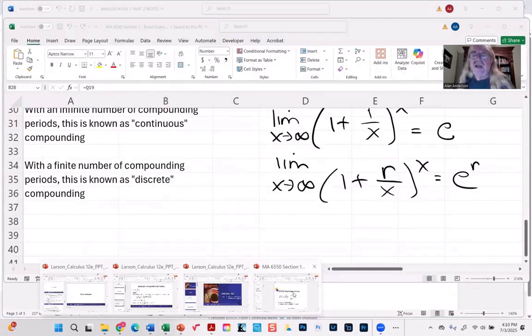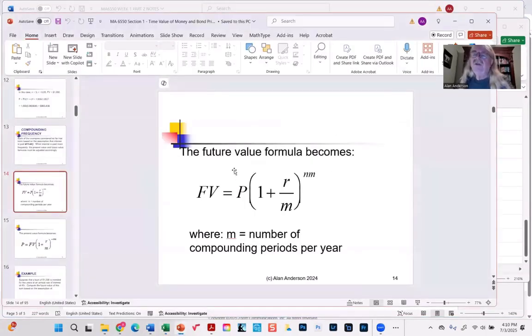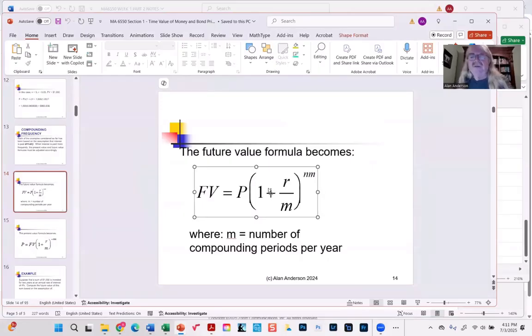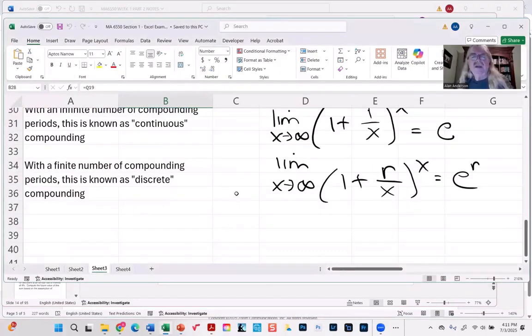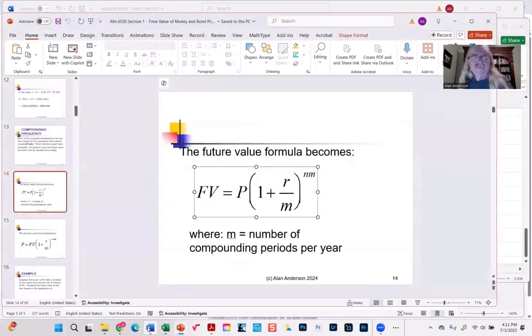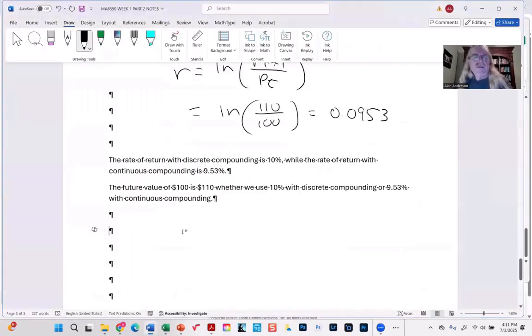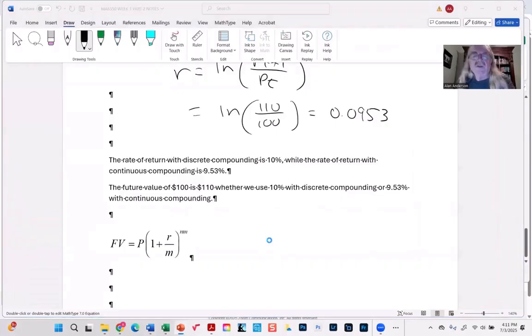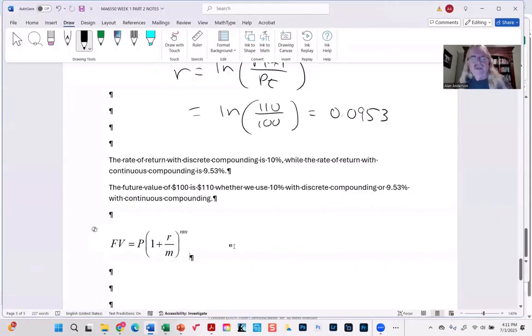Now, I do want to point out that if you go back to the slides, we haven't actually mentioned how to calculate the present value with continuous compounding. If you look carefully, this is our future value with discrete compounding. Let me copy this in here. And then the equivalent formula for present value is just this. The inverse. That's all it is. It's literally just the inverse, and you can tell because the exponent is negative.